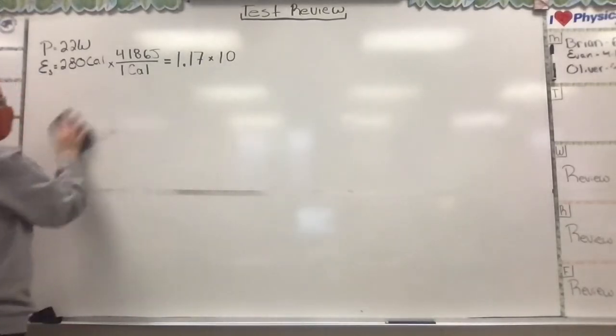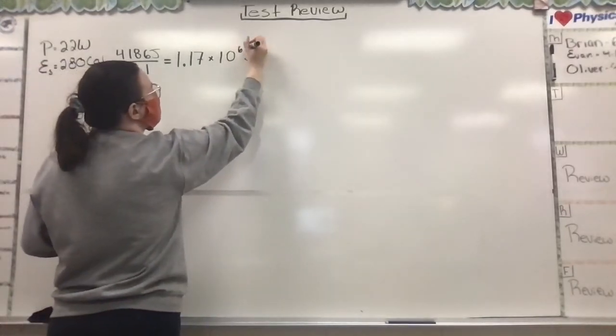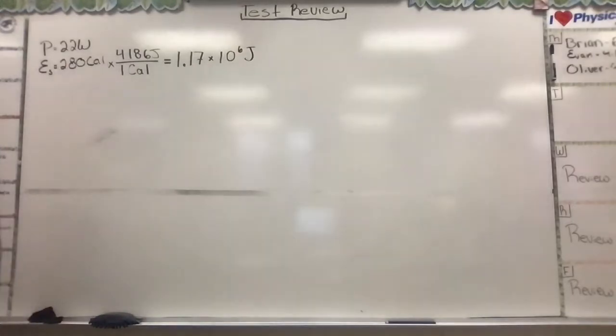Okay, so it's 1.17 times 10 to the 6. You guys all agree with that? Mm-hmm. What are the units on it? Joules. Awesome. All right, and we want to know how long can that power the normally functioning brain. So what are we looking for?